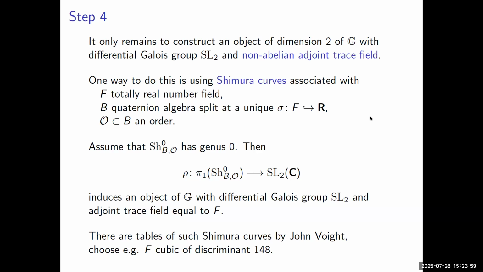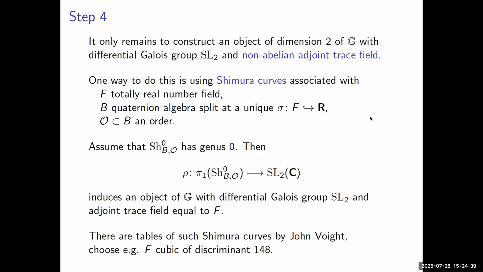So you can take a totally real number field F, and a quaternion algebra B over F, which is non-split, but it splits at some place at infinity and only one. And then you can choose an order in B. If you make all these choices, then you actually have an orbifold curve, Sh_B. And then you can take the complement of the finitely many orbifold points. This gives you some open curve that carries a local system of rank 2.